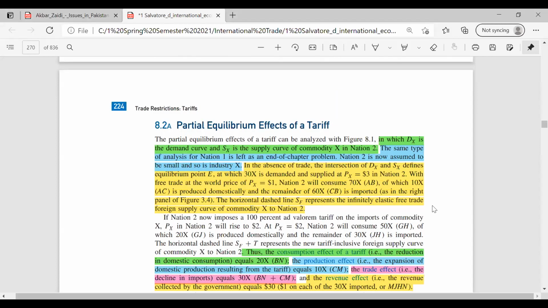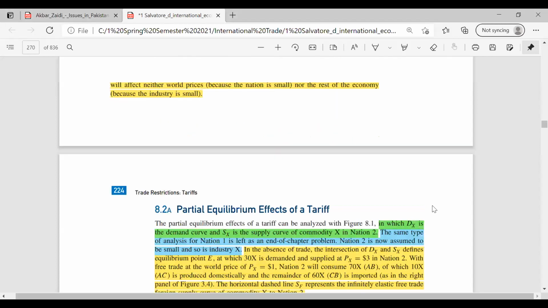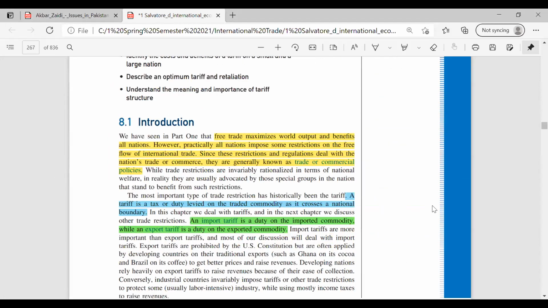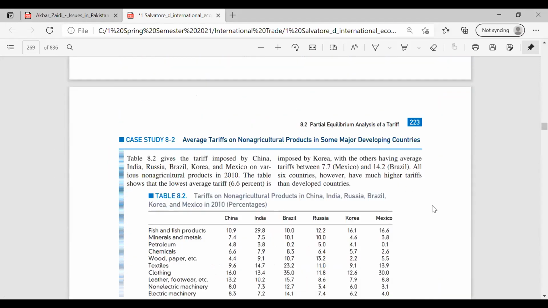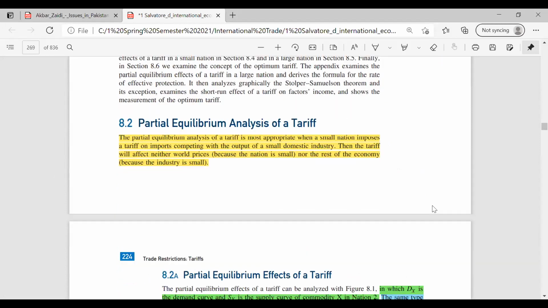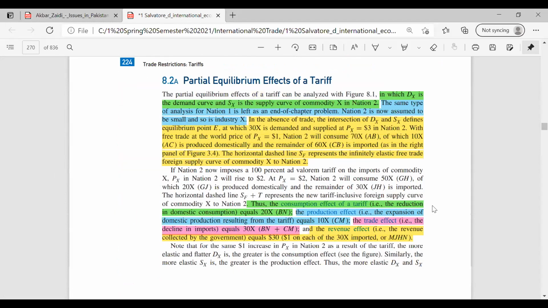Yesterday we started the 8th chapter, which is about trade restrictions, or the tariff. And we studied the tariff. A tariff is a tax imposed on any commodity which crosses the national boundary, and our focus is on the import tariff, which is on imported commodities. We saw the partial equilibrium analysis of a tariff.